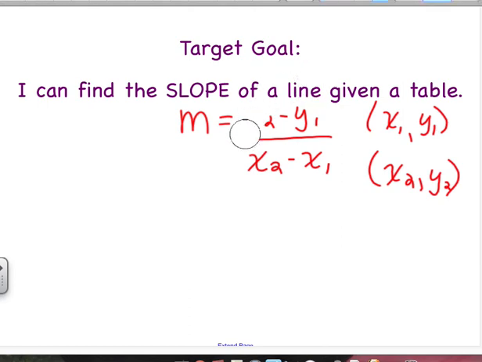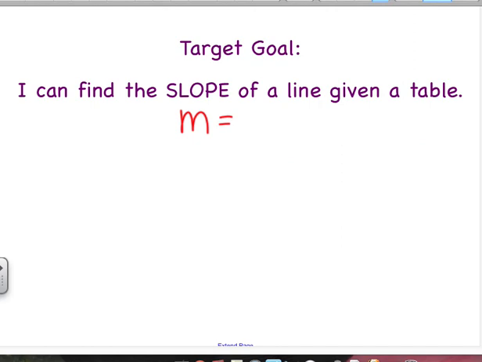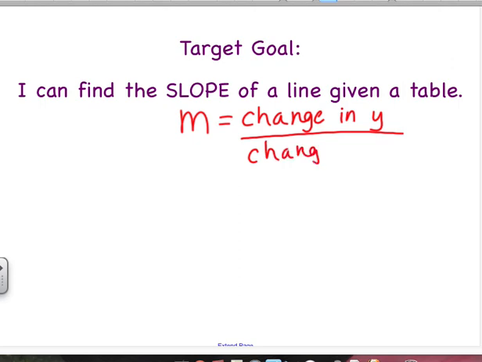So now today, we're going to look at how to calculate slope for a line if all you're given is a table of values. And I'm going to put this in different terms today. I'm going to call it change in the y goes on top, and the change in the x goes on bottom. So change in y over change in x.